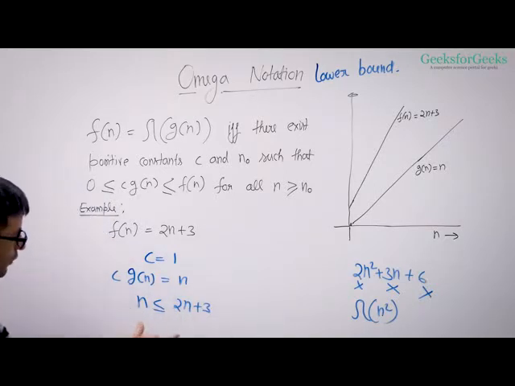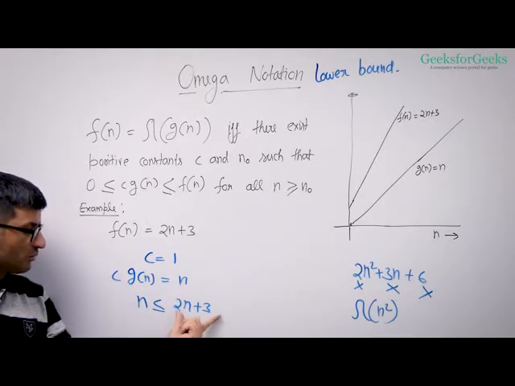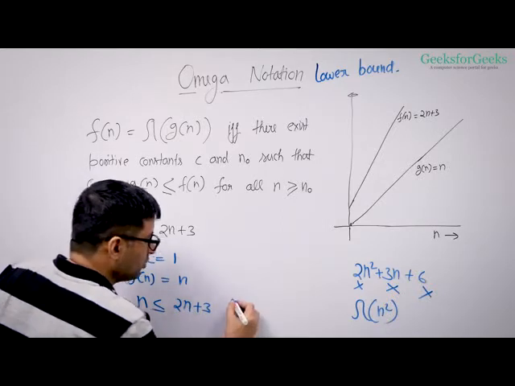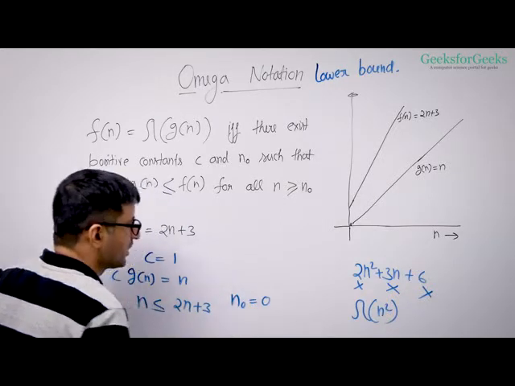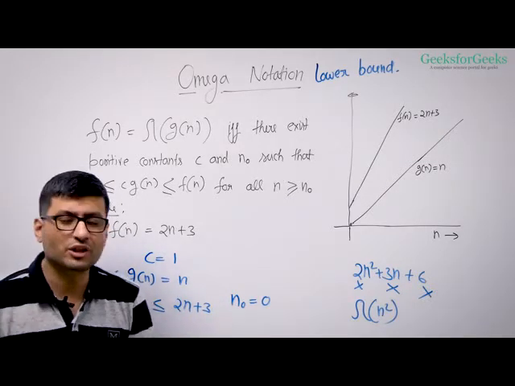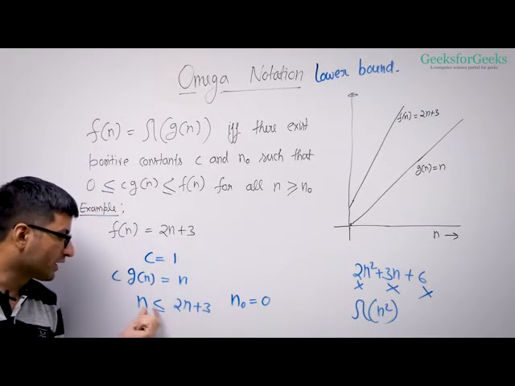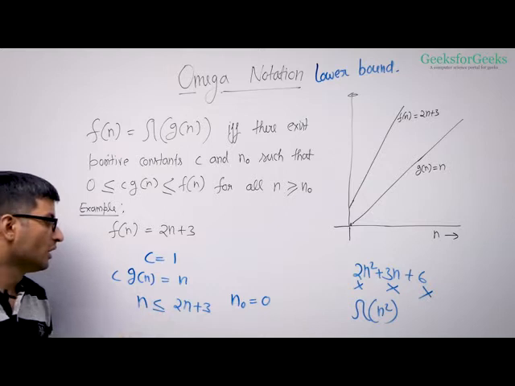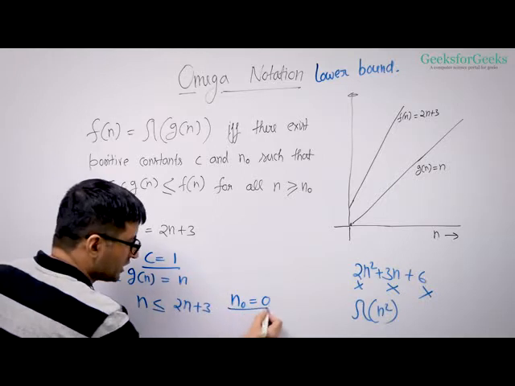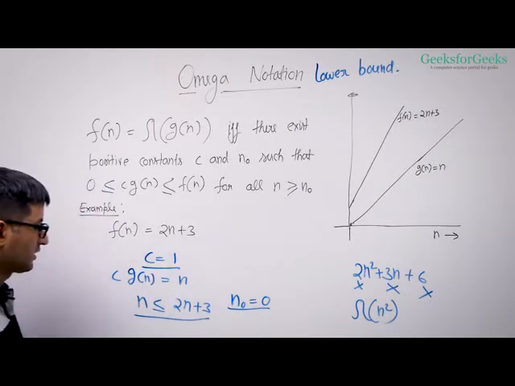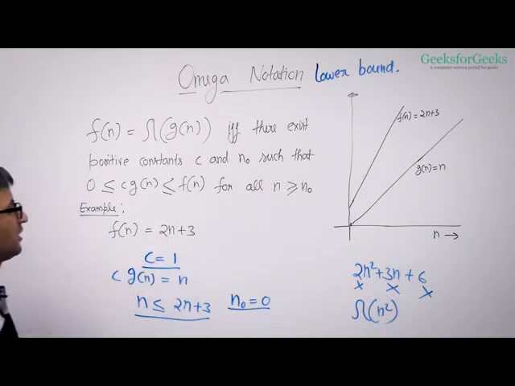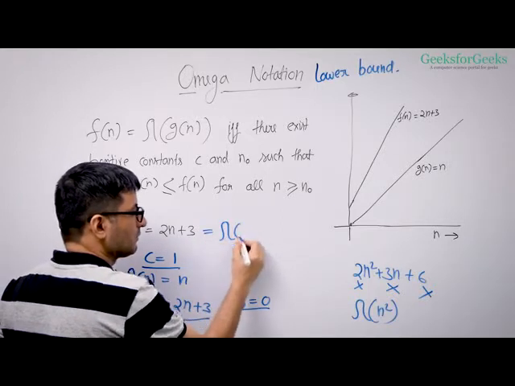right? So for what values of n will it be smaller than this? For all values which are greater than or equal to 0, right? So you can choose n naught as 0. You can in fact choose it as 1, 2, 3 or any positive value, but you have an n naught after which this value is always going to be greater than or equal to this value. So if we put n naught equal to 3, we now have the two required constants, and we have this condition that n is smaller than or equal to 2n plus 3. So we can clearly say that this is equal to omega of n.